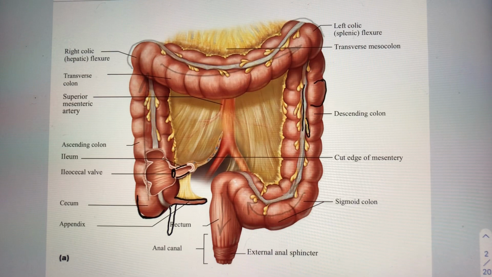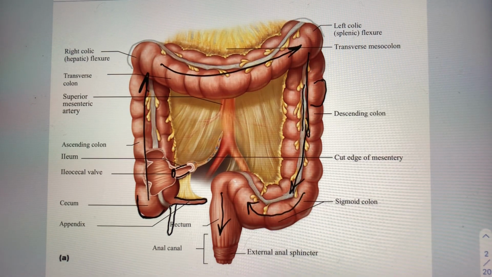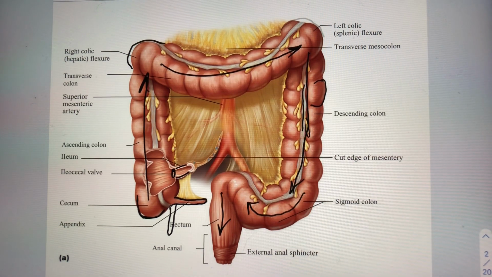Here's a haustrum. Here's ascending colon, transverse colon, descending colon, sigmoid colon, rectum, all right? And this corner, hepatic flexure. This corner, splenic flexure. Okay, we can see some mesenteries in the background. Moving on to 4.